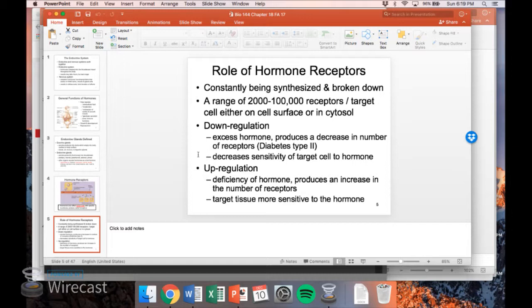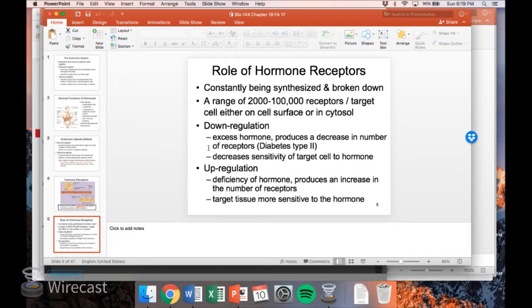So excess hormone being produced is going to cause a decrease in the number of receptors on the cell. And this is something that we actually see in type 2 diabetes, where we're overproducing the hormones that are responsible for blood sugar levels. This is going to overall make the target cell less sensitive to the hormone. So with a really high level of hormone, it's going to reduce the number of receptors that the cell has because it's being overstimulated.